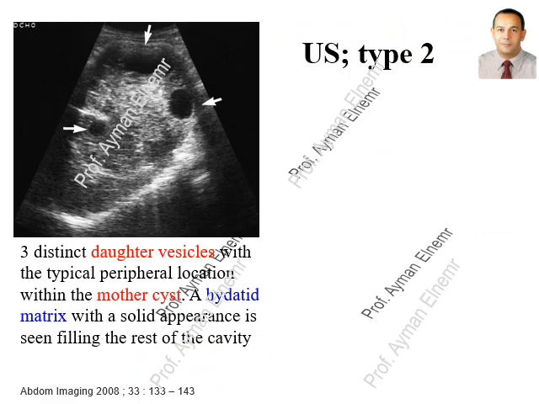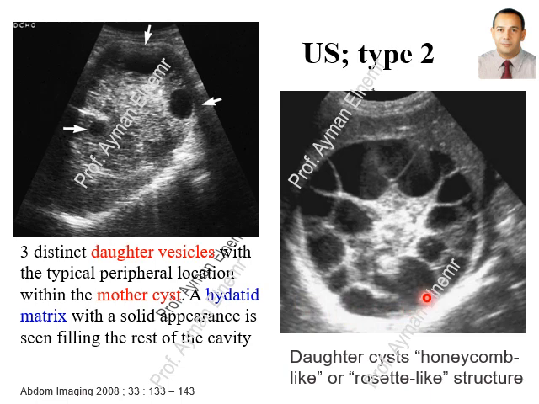This slide shows two examples of type 2 cyst as they appear by ultrasonographic examination. The first one is a mother cyst containing three daughter vesicles with peripheral location, and the hydatid matrix with a solid appearance is seen filling the rest of the cavity. The second example shows the big mother cyst with many daughter cysts having the appearance of a honeycomb or rosette-like structure.